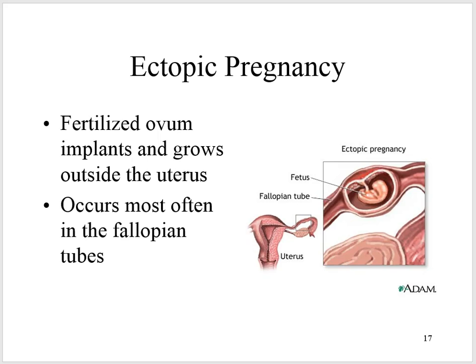An ectopic pregnancy. This is when the fertilized ovum implants and grows outside the uterus. 2% of all pregnancies happen like this. Occurs most often in the fallopian tubes. Can occur in the ovaries, abdomen, and lower part of the uterus, which is the cervix. This is a problem because it can tear or rupture the fallopian tube, which is not designed to accommodate a growing embryo. Can lead to severe internal bleeding.